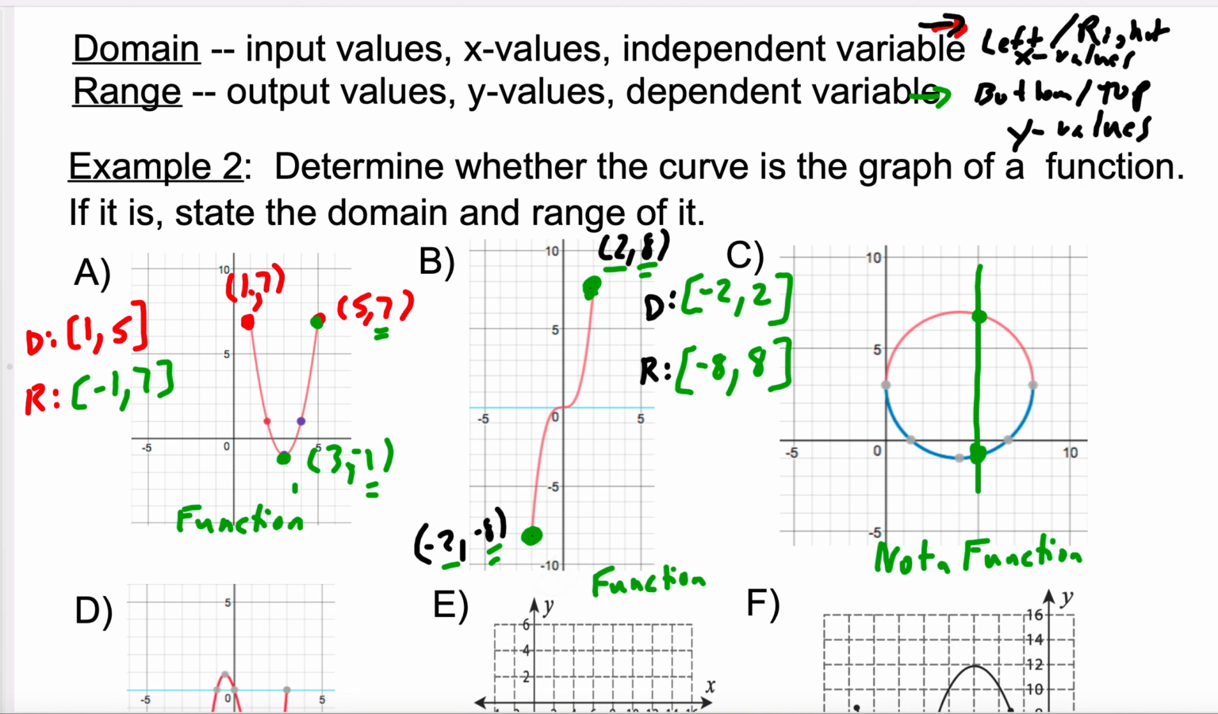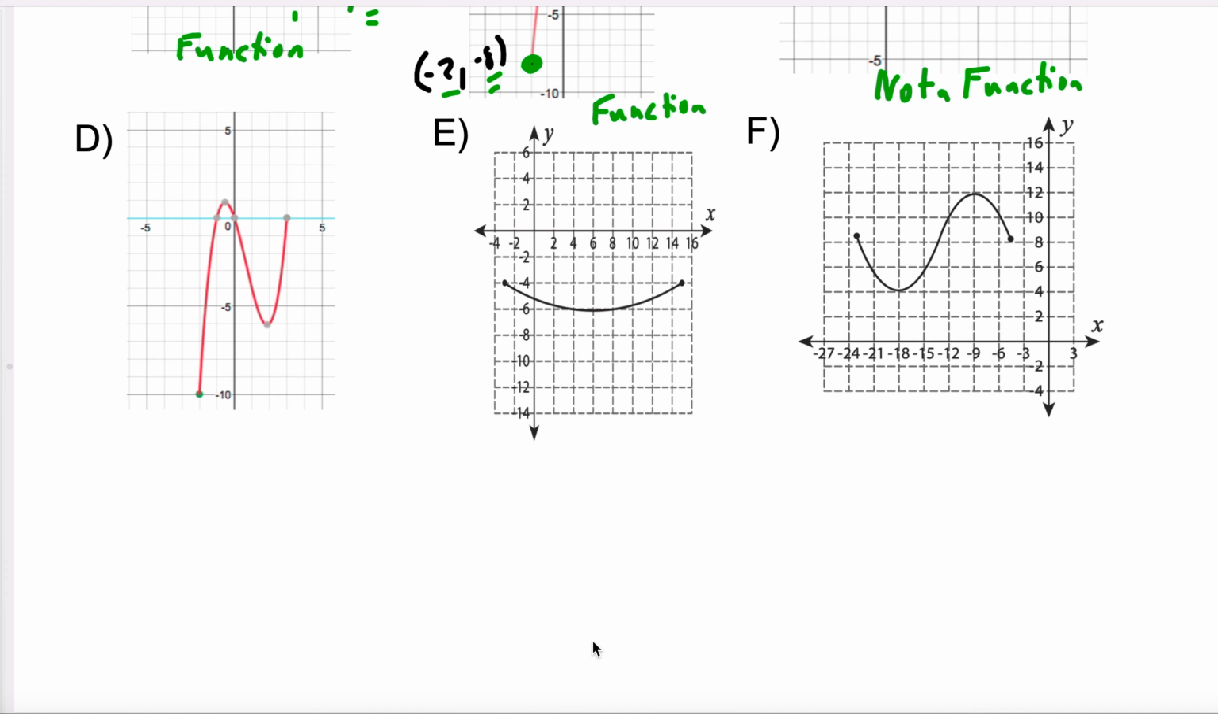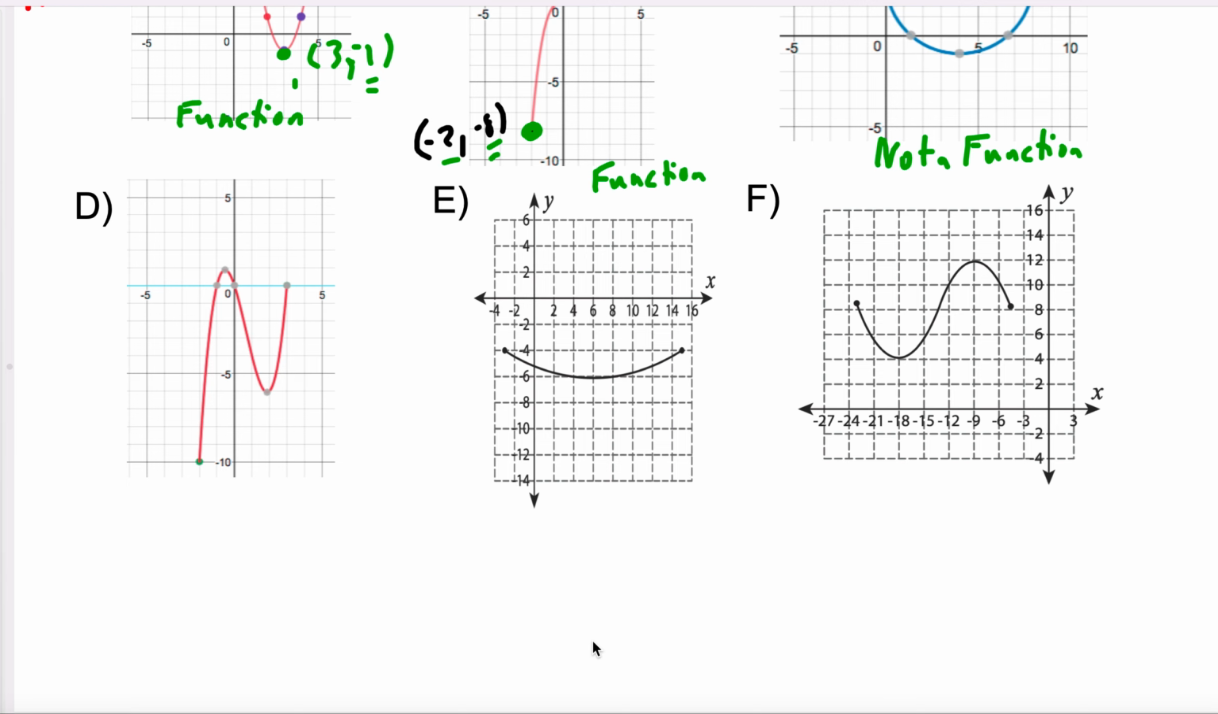All right, and then letter C, because it's not a function, we don't have to state the domain and range. Let's come down here and look at D, E, and F as well. So letter D. Is that a function? I can take a pencil or pen, and it's only going through one point at any given time. So yes, this is a function. And this time I'm just going to say yes.